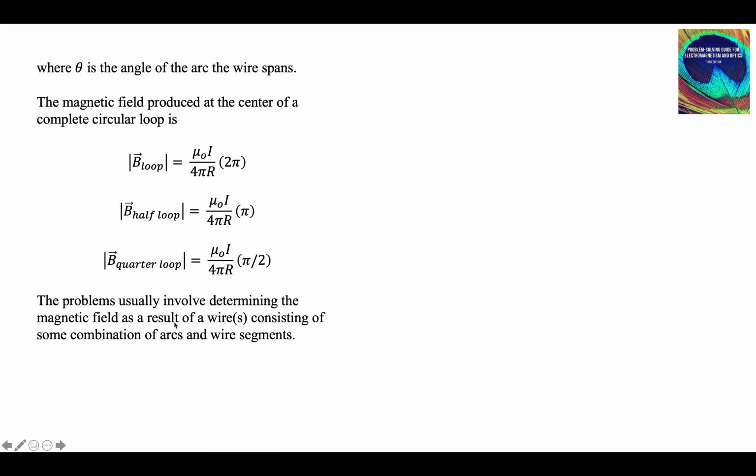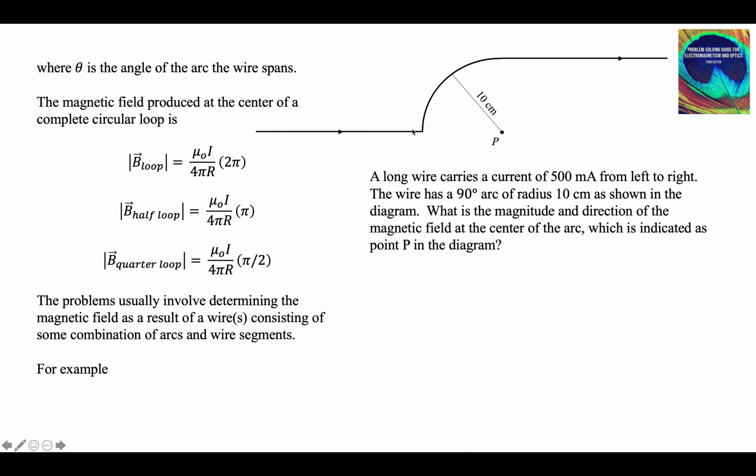So the problems usually involve the magnetic field produced by some combination of arcs and wire segments. Here's one. There's a straight part of the wire, then there's an arc, then there's another straight part of the wire. And here's the point where we want to determine the field. What's the magnetic field here due to the current in this wire? We'll call the current 500 milliamps. There's a 90-degree arc, a quarter circle. What's the magnitude and direction of the magnetic field at the center right here?